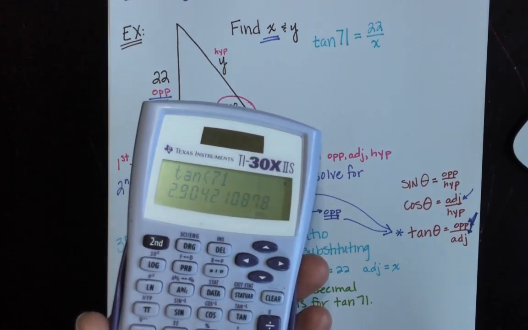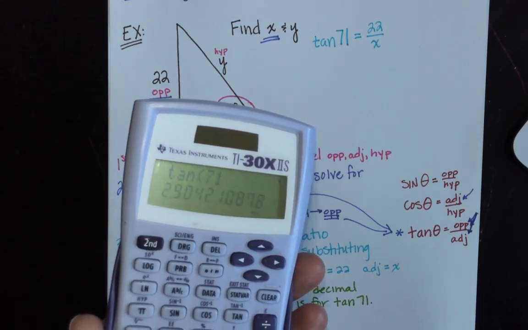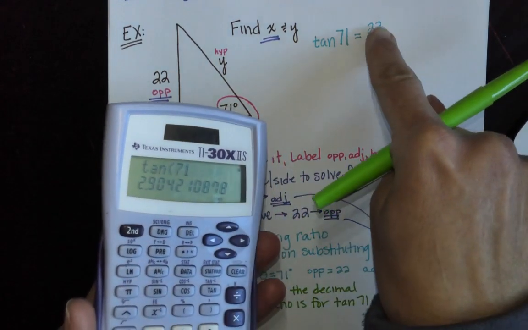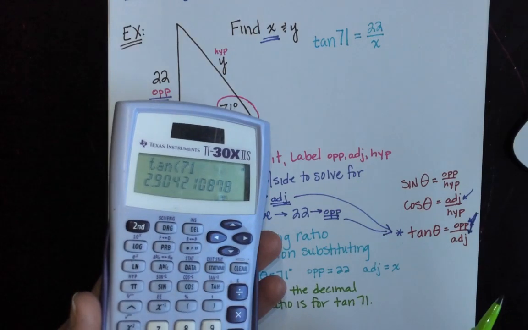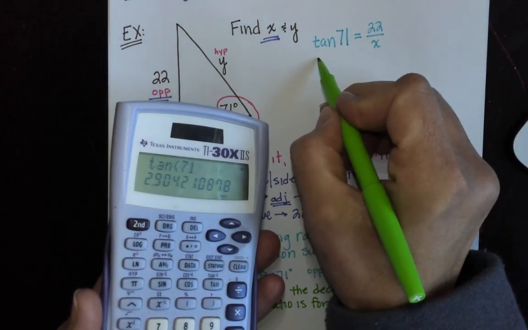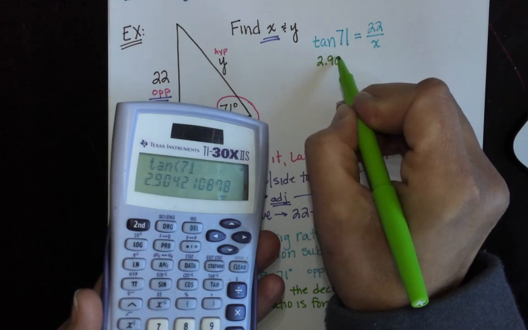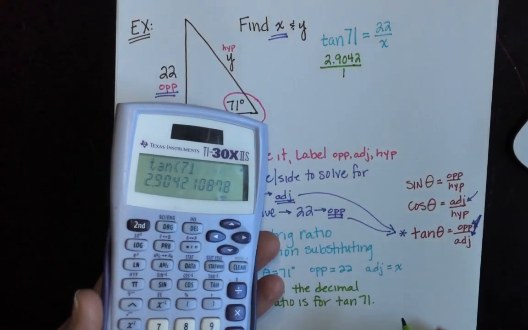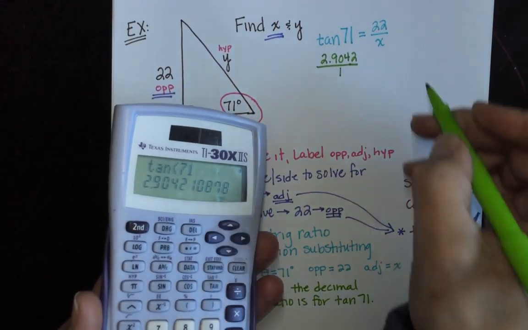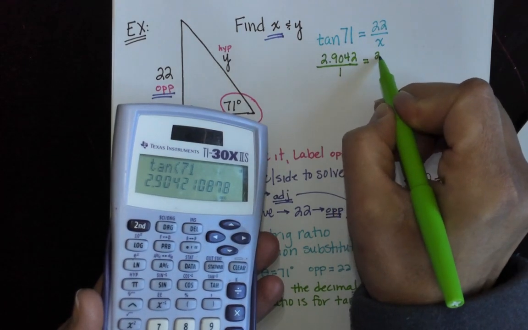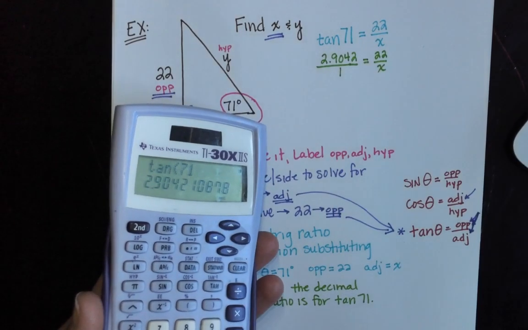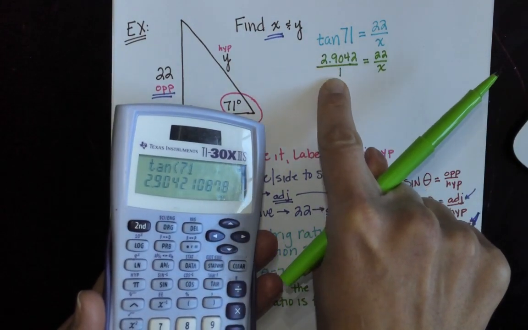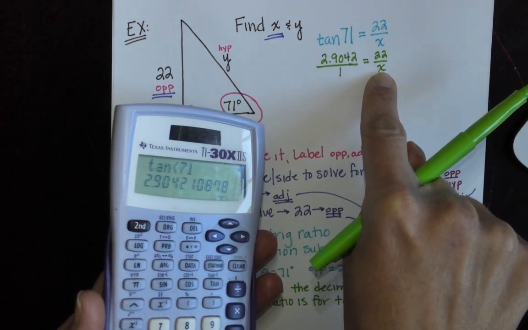And that right there, 2.9042, 10.878, this decimal is what this ratio should work out to be. So what I'm going to do is now put 2.9042, and I know it goes further, but I'm only writing down a few places. And I'm going to set it equal to 22 over x, because this decimal version should be what this works out to be.